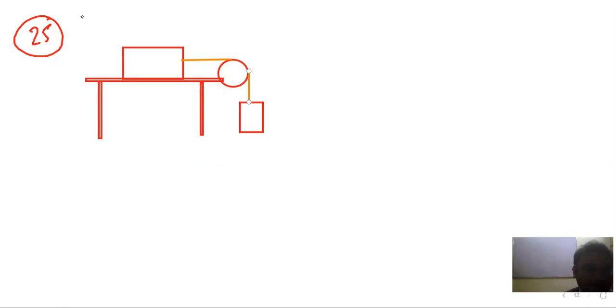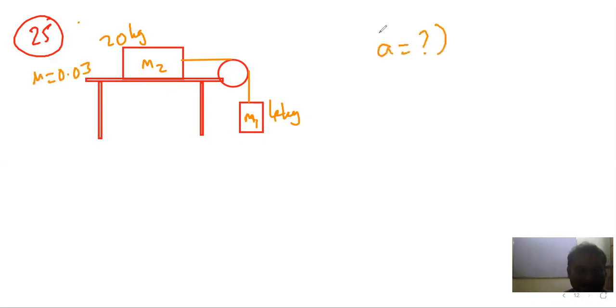And this string is further connected to a mass as shown. Now, M1 is the lower mass, M2 is the mass on the table. M2 is 20 kg and the lower mass is 4 kg. In this case, we have a coefficient of kinetic friction 0.03. We have to find the acceleration of the block. So let us draw the diagram. Here we have 4g force, tension force here, and friction force in the backward direction, M2g, normal reaction N.